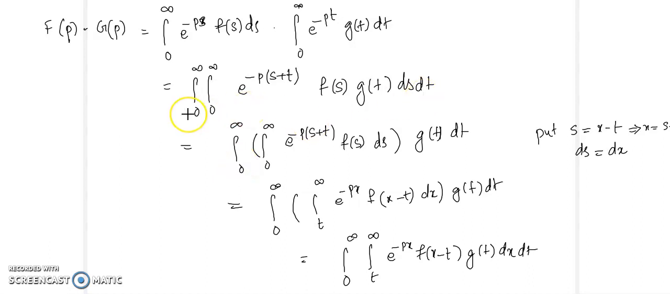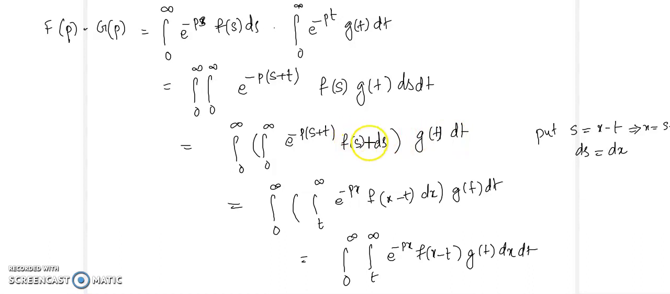So combining the integrals, you will get integral 0 to infinity e raised to minus p (s plus t) f of s g of t ds dt. Now you have the inside integral. So first integral is with respect to s and the second integral is with respect to t.